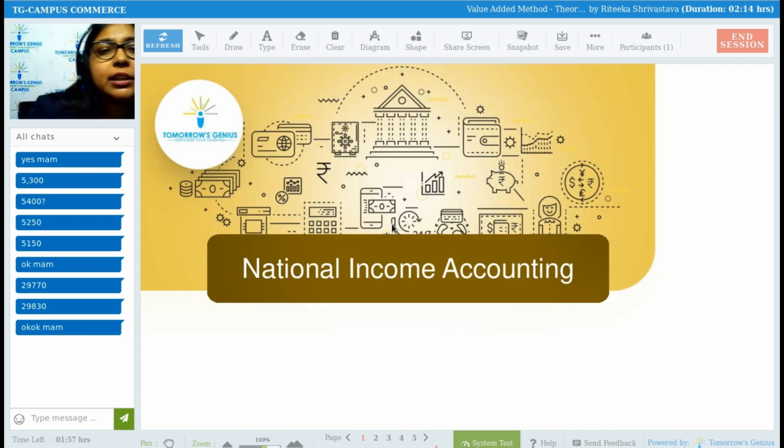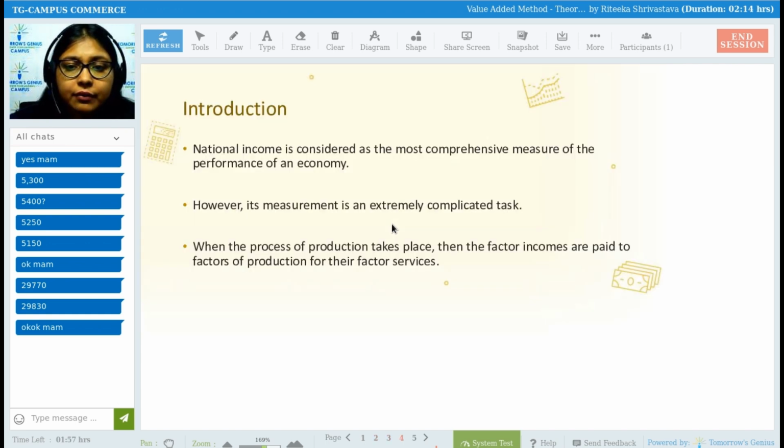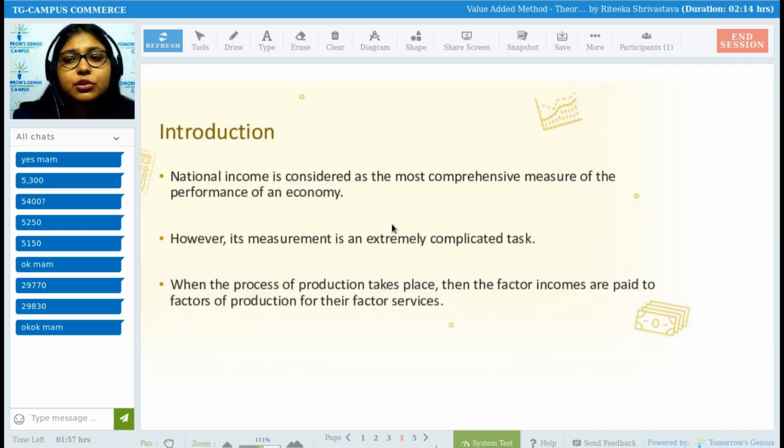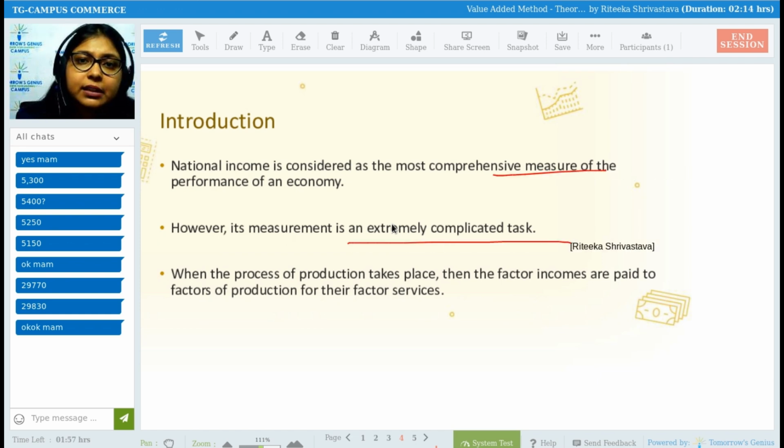First, we will understand a little bit of the theoretical part, and then we will start with the sums. Understanding theory is very important, right? So, in the introduction, national income is considered the most comprehensive measure of the performance of an economy. However, its measurement is an extremely complicated task.